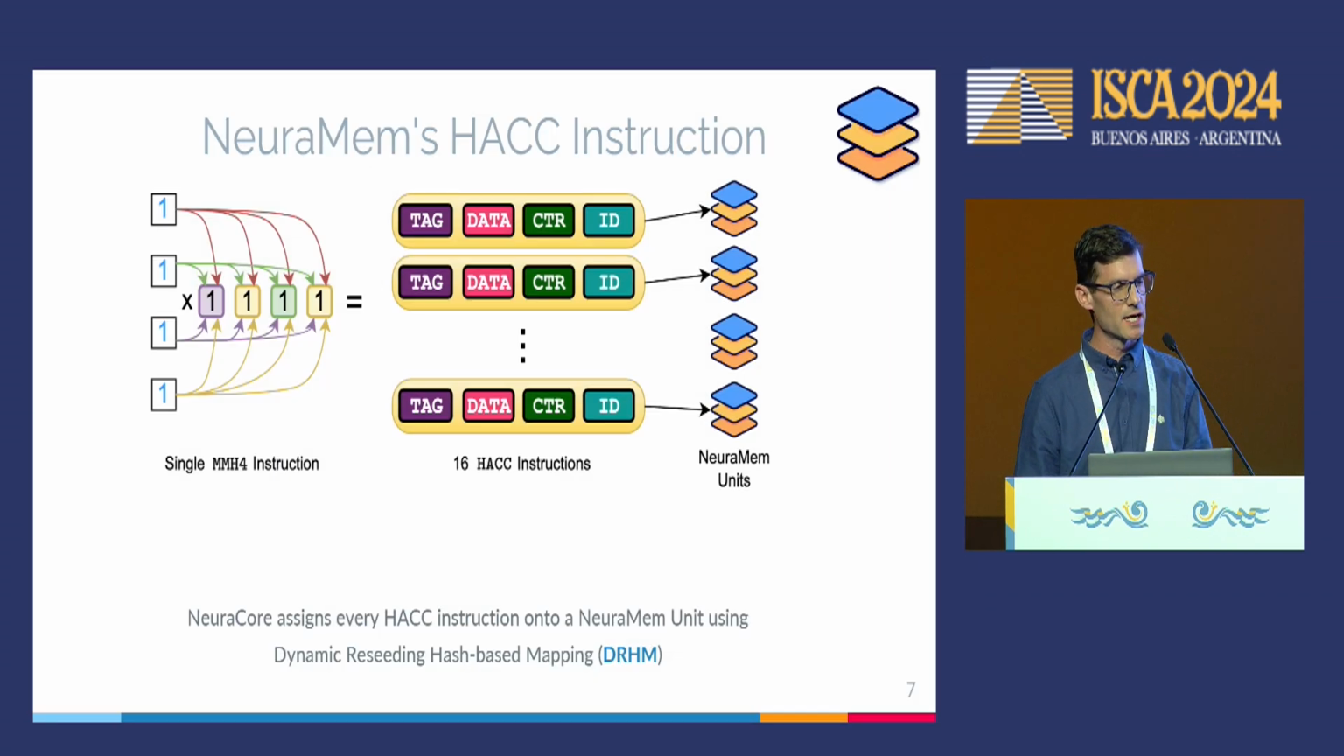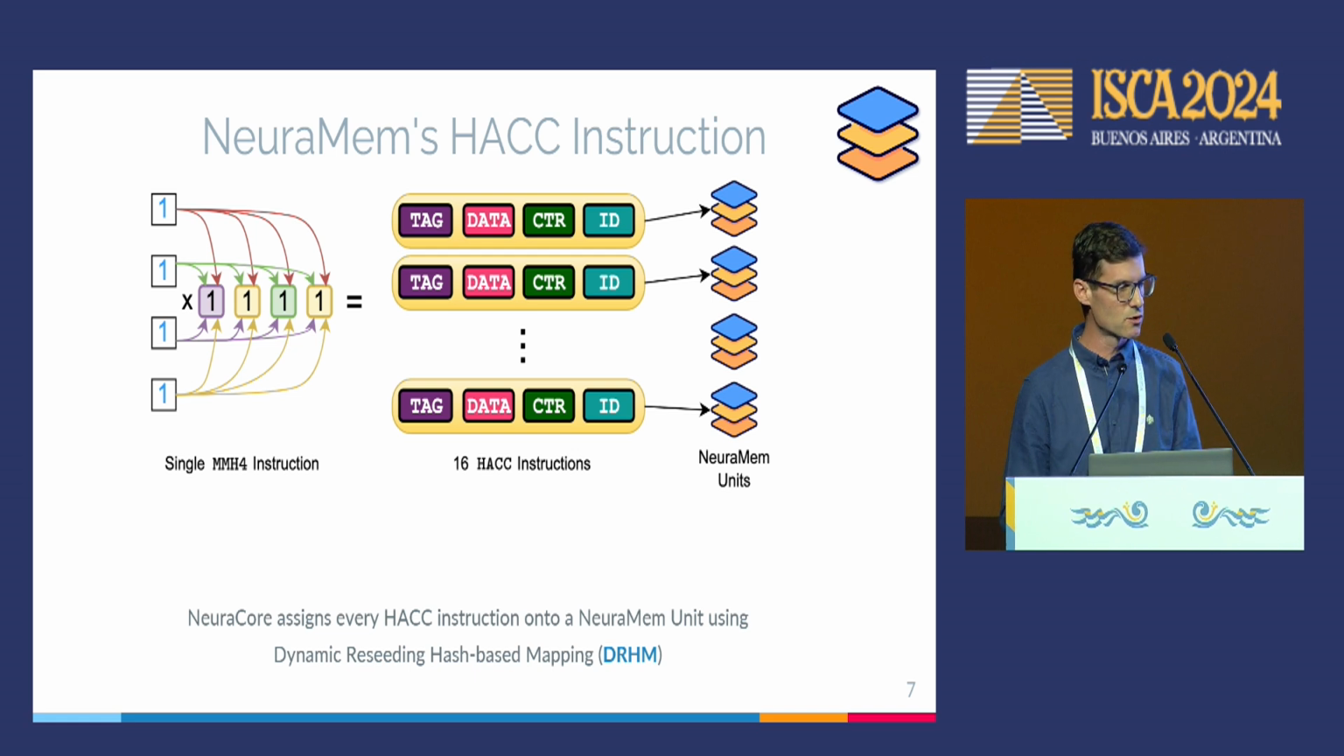Each of these instructions that store partial products needs to be sent for accumulation onto the NeuraMem units. In order to achieve an even distribution of these HACC instructions to be processed by the NeuraMem units, we have implemented a new mapping algorithm, which is the DRHM. Each of these partial products, also called HACC instructions, will arrive at each NeuraMem unit according to the DRHM algorithm.